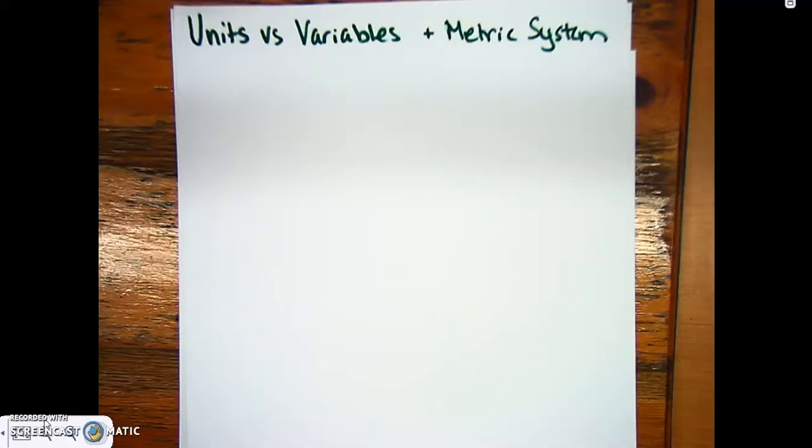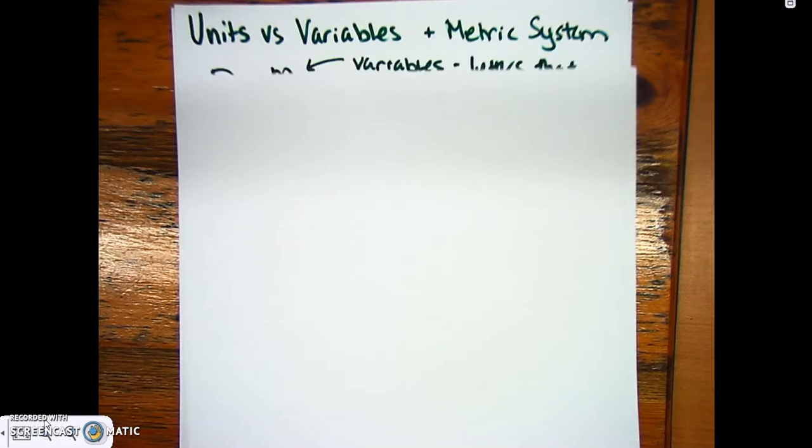In chemistry, we're going to be doing a lot of different math in order to explain chemistry concepts. So I'm going to do a little bit of review of some math in the next few videos, things that you've probably done before in other classes, but we're just going to catch you up to speed so you're ready to apply these concepts to chemistry. So in this video, I'm going to talk about units versus variables and the metric system.